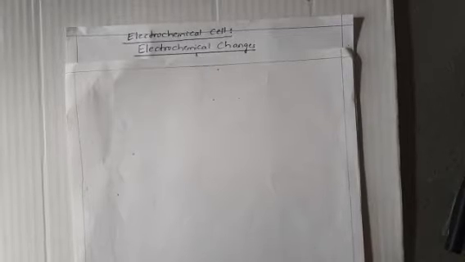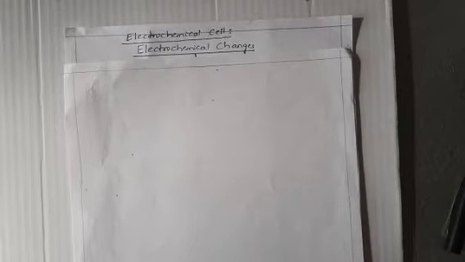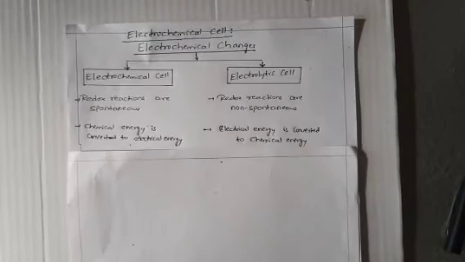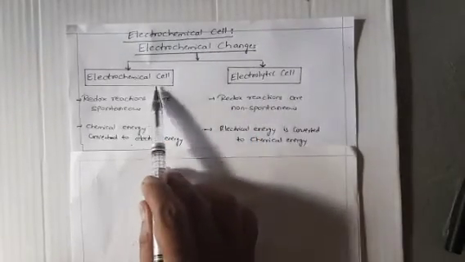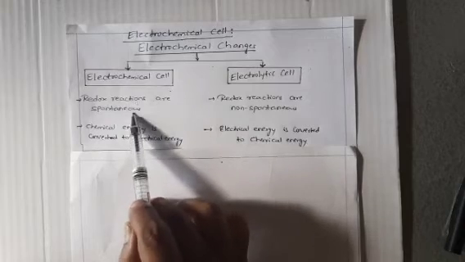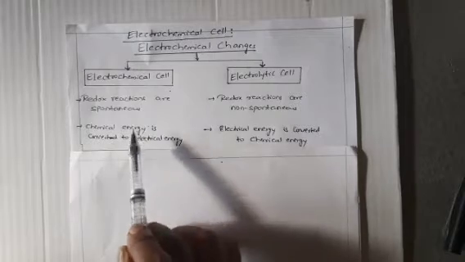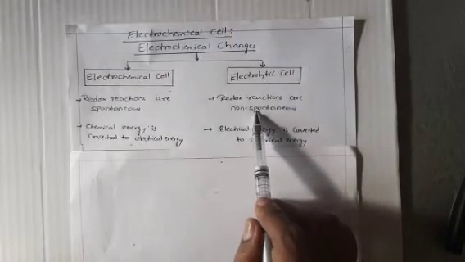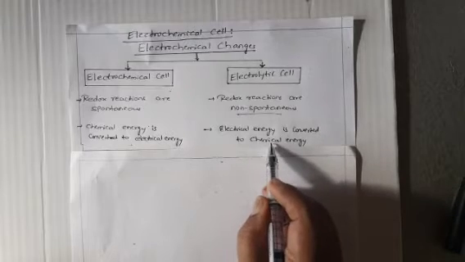Hello students, today we'll start electrochemical cell. So we learned in the introduction part two types of electrochemical changes. What are those? One is electrochemical cell and the other is electrolytic cell. In electrochemical cell, redox reactions are spontaneous and chemical energy is converted into electrical energy. And in electrolytic cell, this redox reaction is non-spontaneous. Here electrical energy is converted into chemical energy.